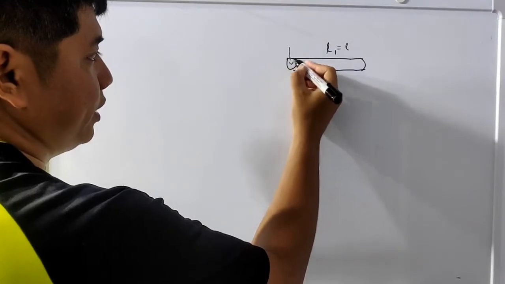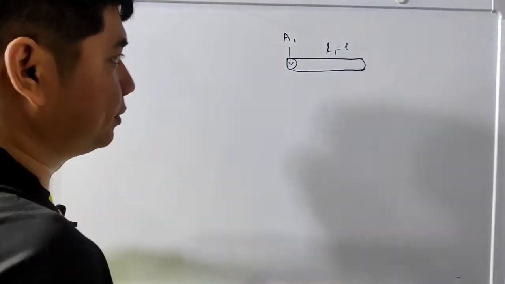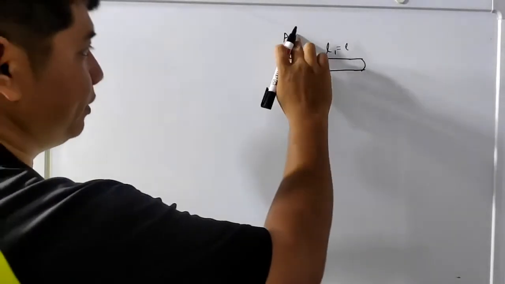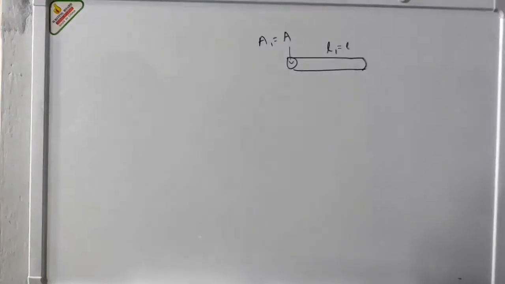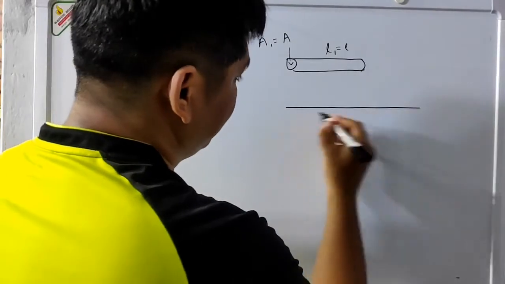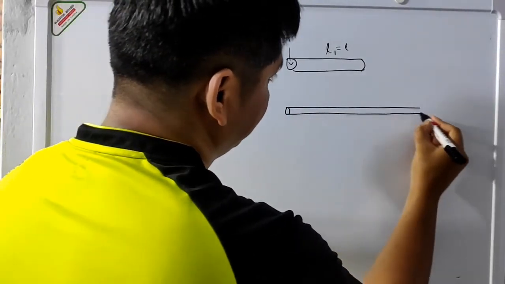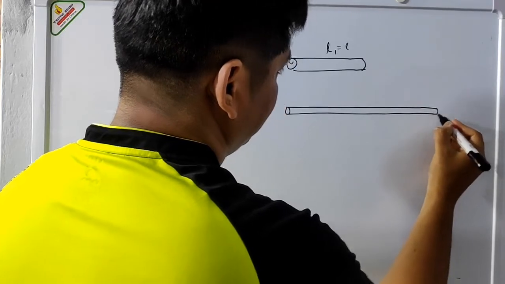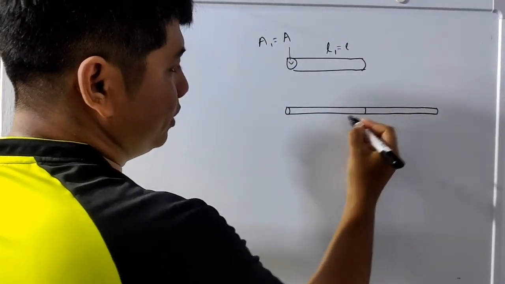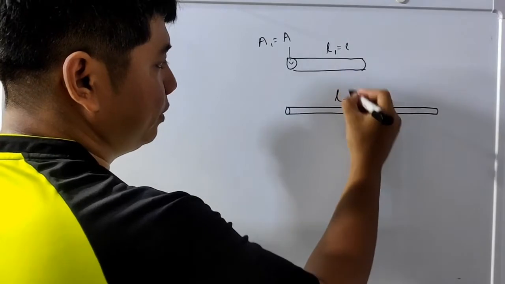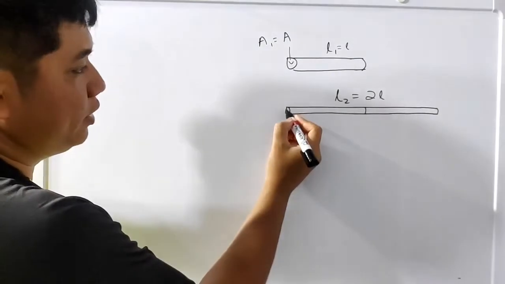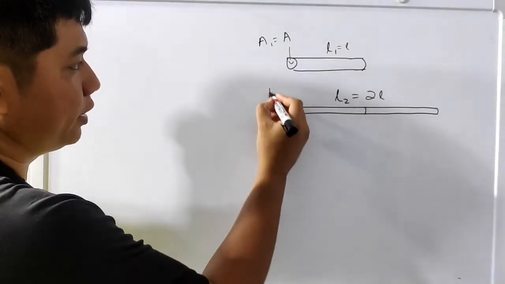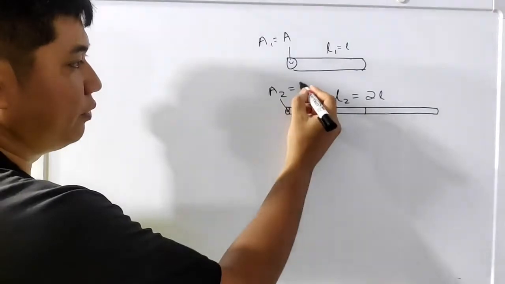Then the cross-sectional area is A1. Or let it be A. A1 is A. It is drawn into double its length. So the new length will be 2L as given by the question, and there will be change in the cross-sectional area. Let it be A2. We do not know the value of A2.